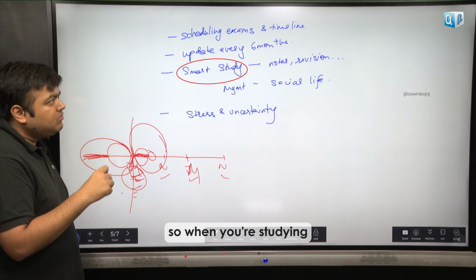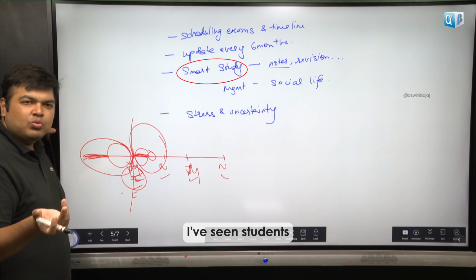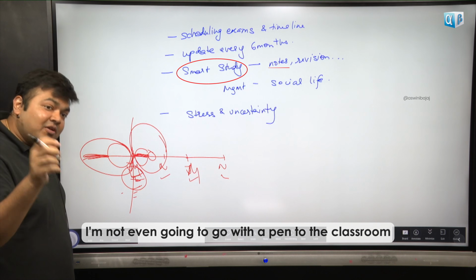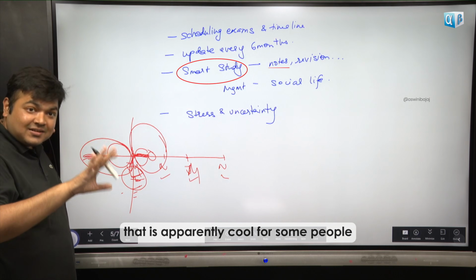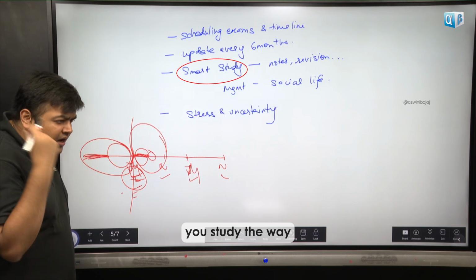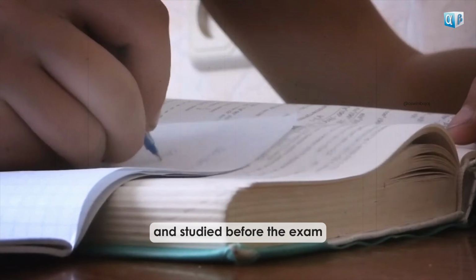So when you're studying, the way you make notes and all, I've seen students feeling a little shy of using color pen. But I'm in college now, so obviously I'm not even going to go with a pen to the classroom. That is apparently cool for some people. I don't understand that. You use color pens, you study the way I've always gotten up early in the morning and studied before the exam.